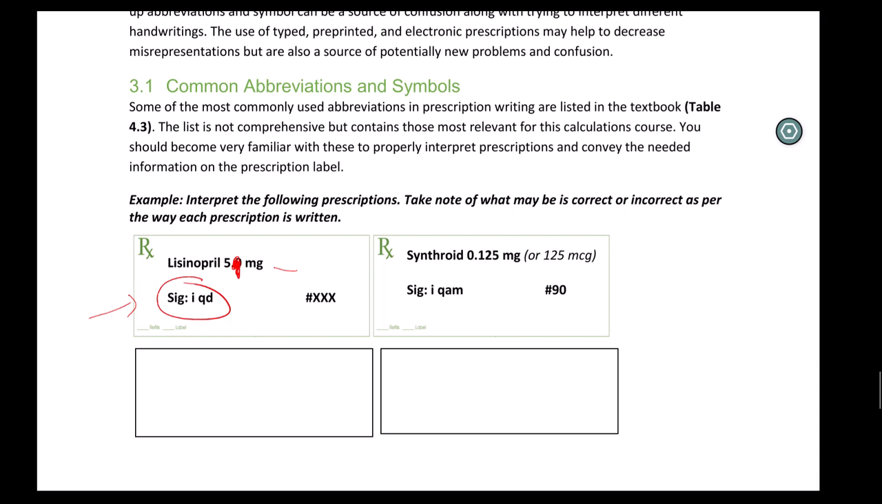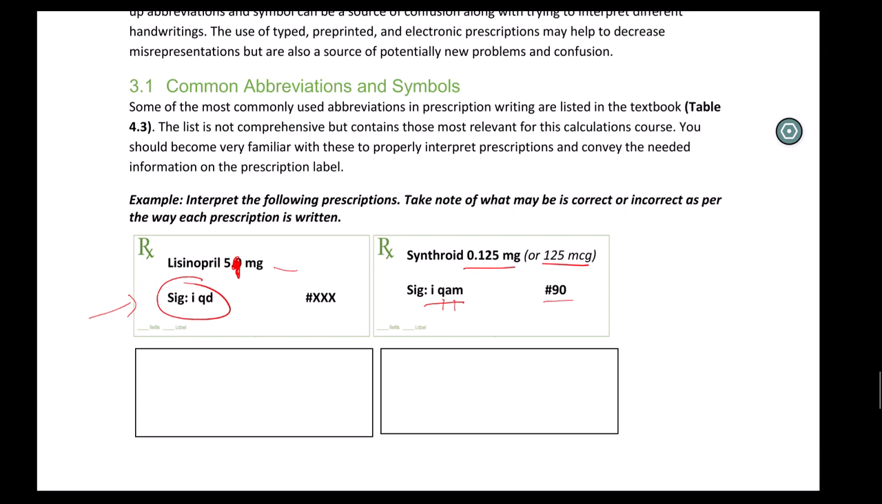For the Synthroid, as you see in the next example, we've got 0.125 milligrams. This can also be written as 125 micrograms. It's 1 in the morning, which is what 1 QAM means. The Q means every, the AM means morning, and this is number 90. So that's how much you should be dispensing.